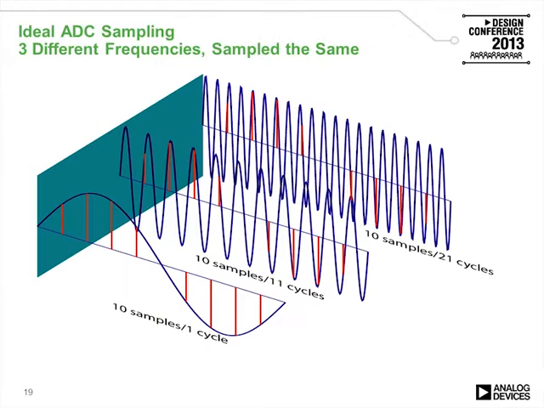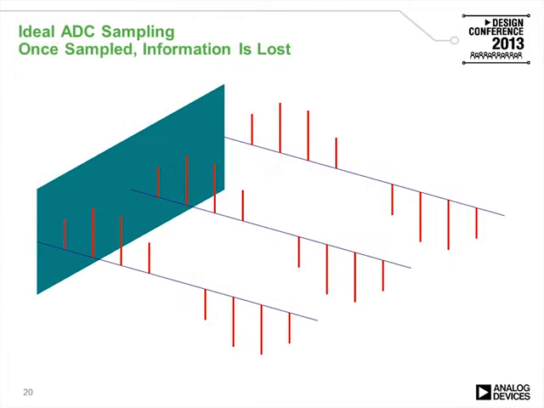We also need to worry about time. Here we have three different frequencies, all being sampled at the same time. In the bottom, we have 10 samples for every cycle of our input. In the middle, we have 10 samples for every 11 cycles of our input. And in the top, we have 10 samples for every 21 cycles of our input. And if we then take a look at just the value of the samples, we see that they're exactly the same. So how do you tell one from the other?